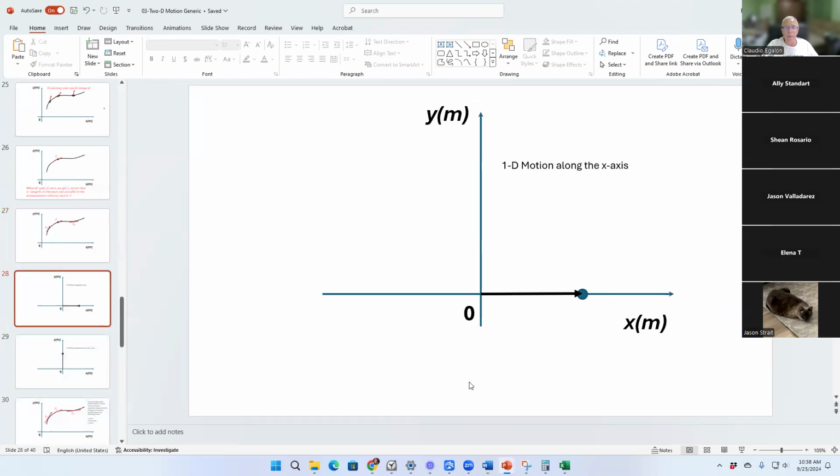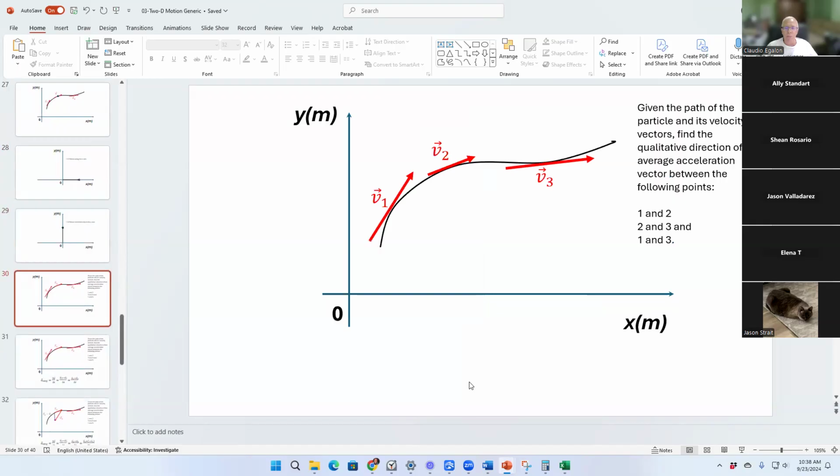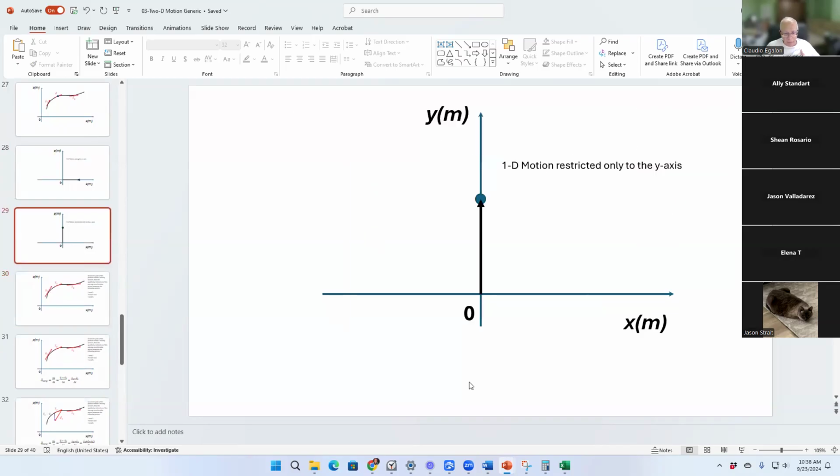Here's 1D motion along the x-axis, and here 1D motion restricted only to the y-axis. Now we are doing both motions. Now that you have an idea of two-dimensional motion, don't forget, two-dimensional motion is a combination of those two vectors: the vector along the x-axis and the vector along the y-axis, the summation of those two vectors. That's what you have to keep in mind.